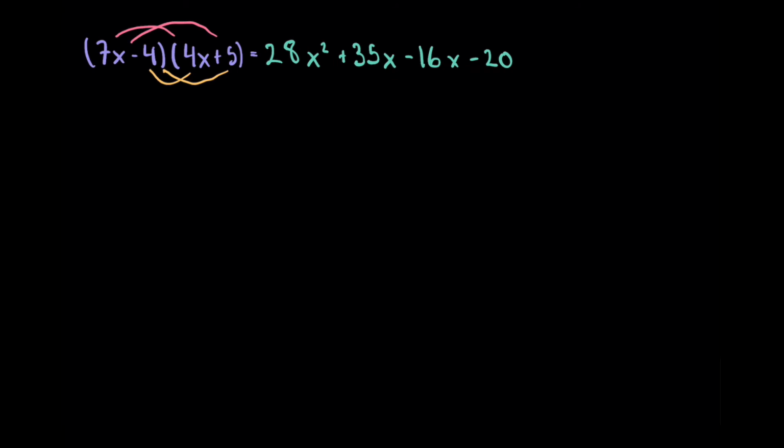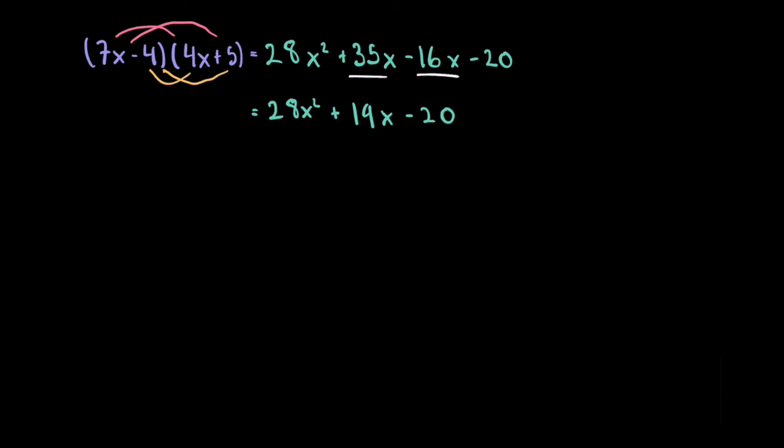Now what remains is to group like terms. We have the plus 35x here and the minus 16x, both of which contain x to the power of 1. So we're going to group these two terms. We have 28x squared, and then plus 35 minus 16. 35 minus 16, that is positive 19. So plus 19x, and we're left with negative 20. So there we have it, 28x squared plus 19x minus 20.